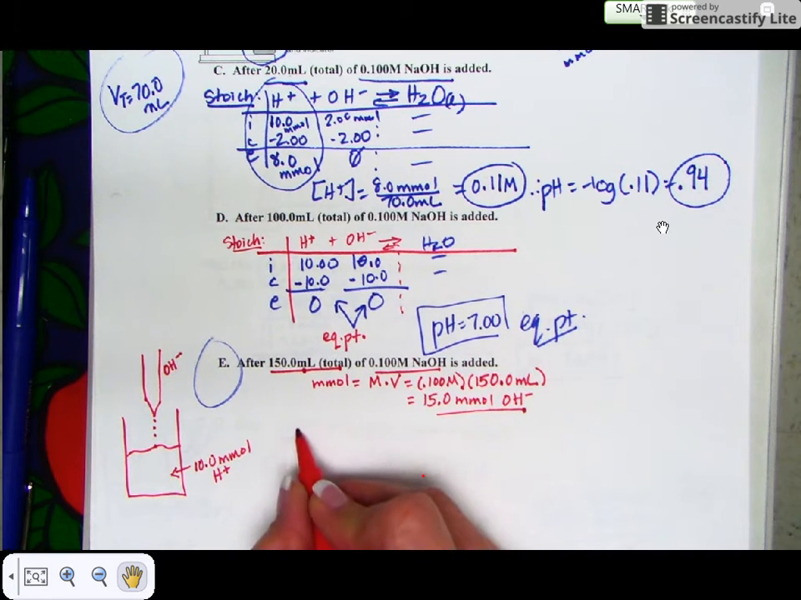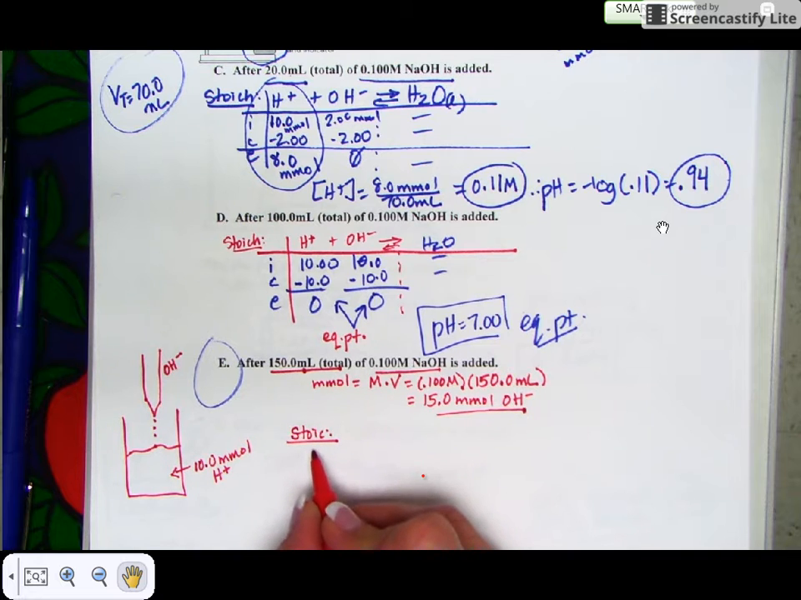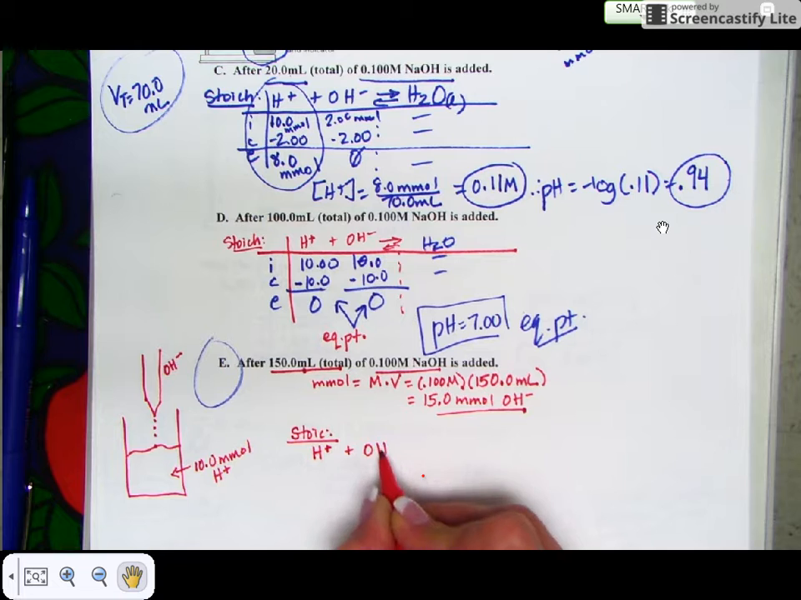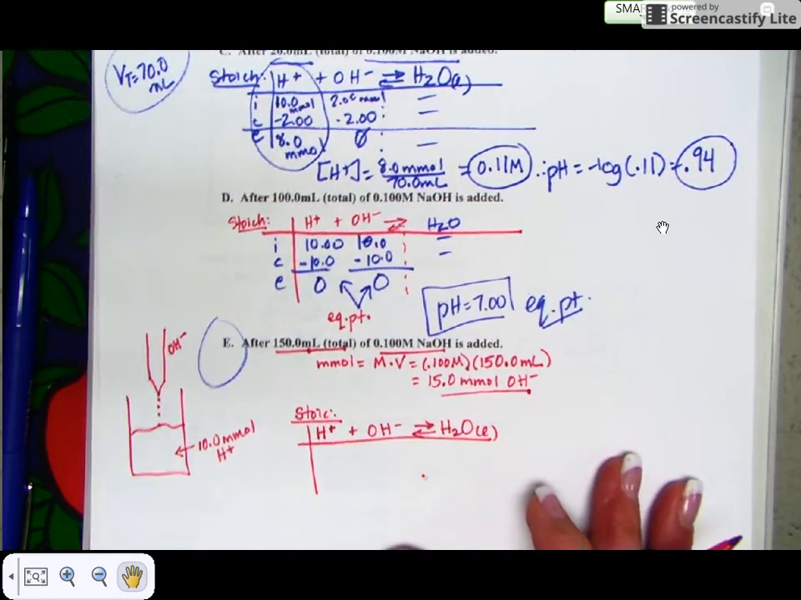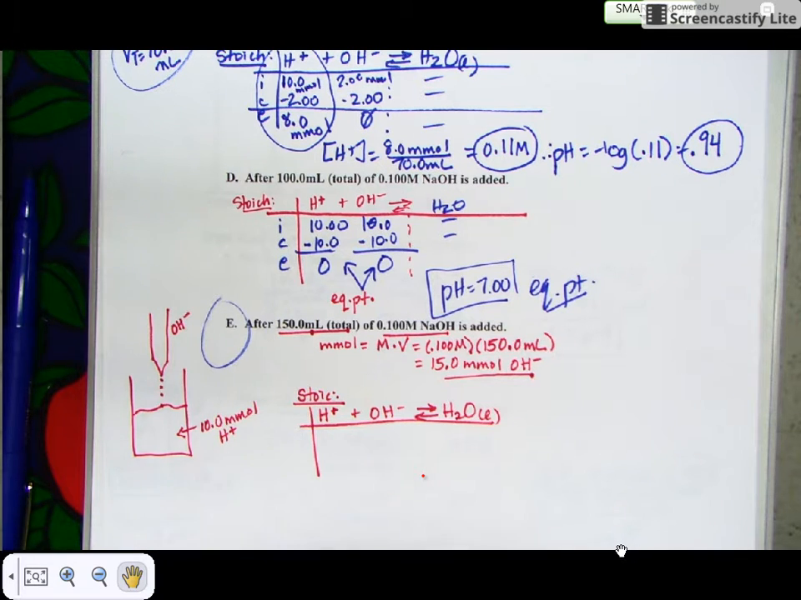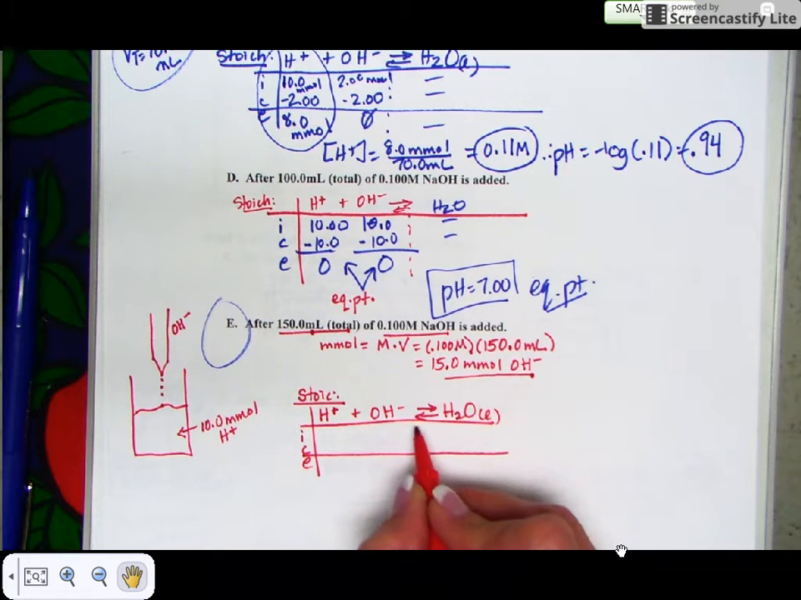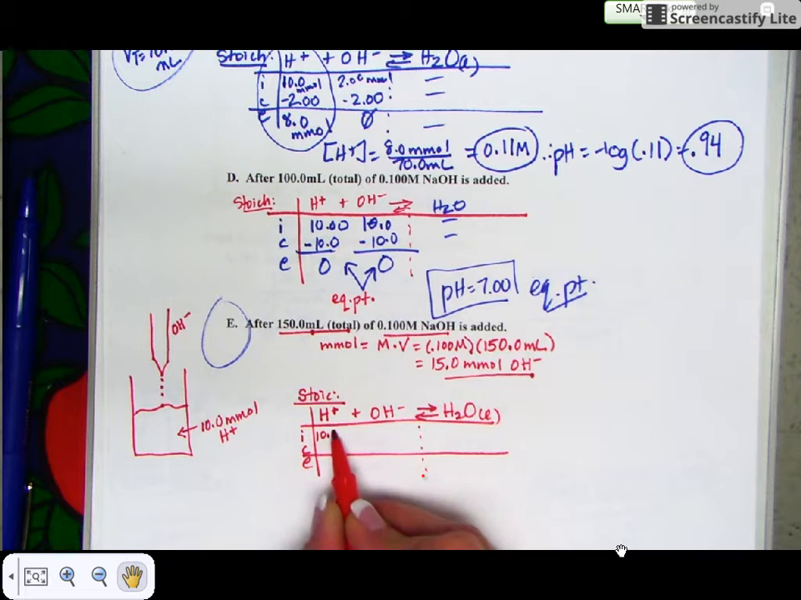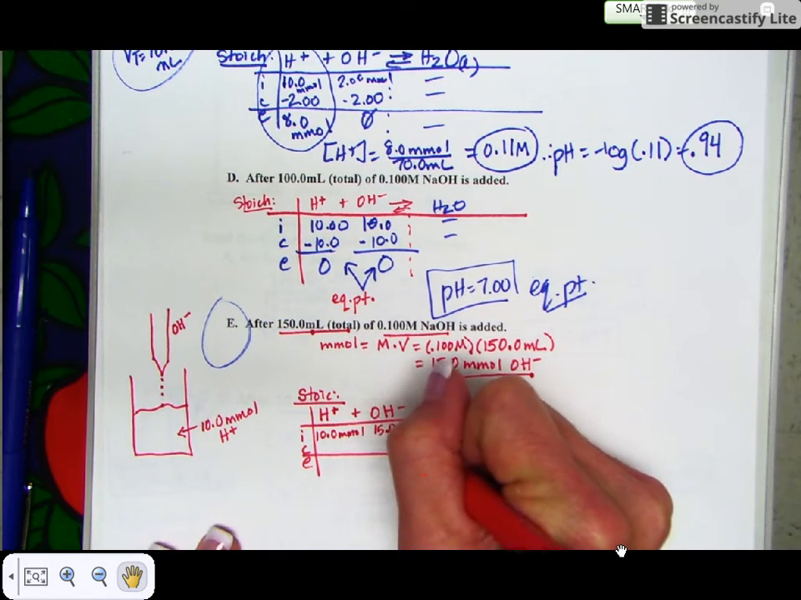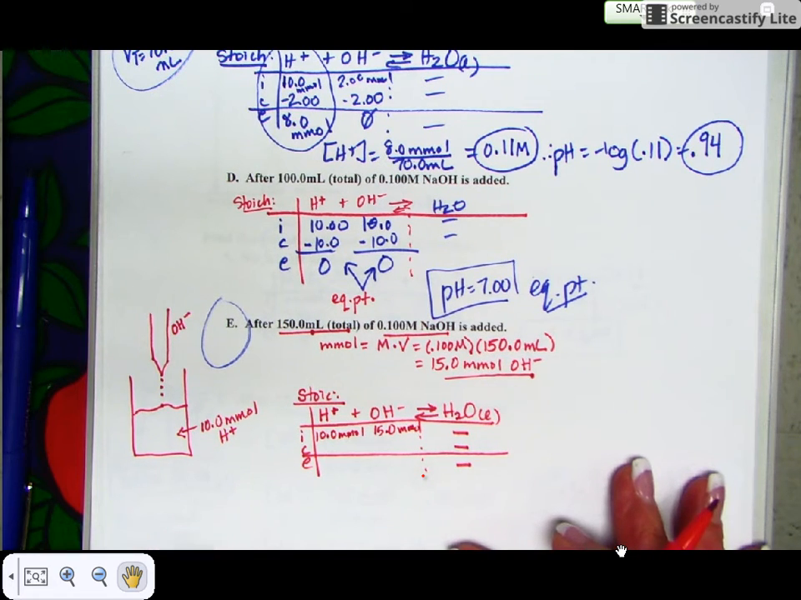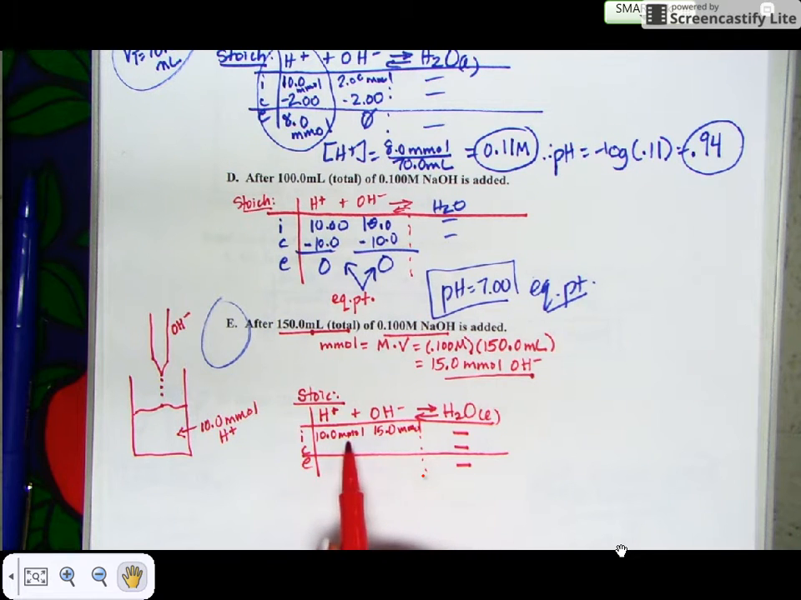All right, so now we're going to do the stoichiometry. Remember, the net ionic equation for the strong acid, strong base titration is hydrogen ion plus hydroxide ion in equilibrium with liquid water. So we're going to set up an ICE problem here and fill in our millimoles. We have 10.0 millimoles of hydrogen ions, and we just figured out 15.0 millimoles of hydroxide ions. The water is a liquid. At this point, we subtract the smaller amount, because the substance in the greatest millimoles is going to completely react with the one in the lesser millimoles.